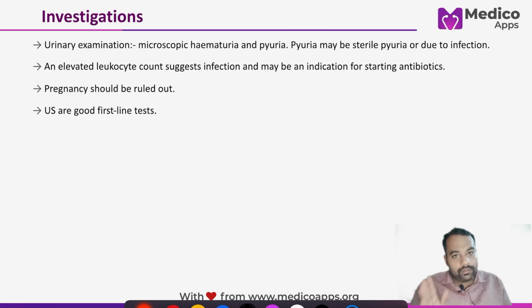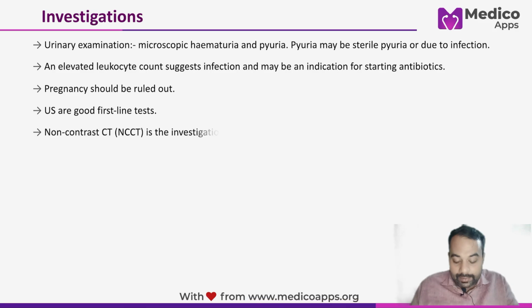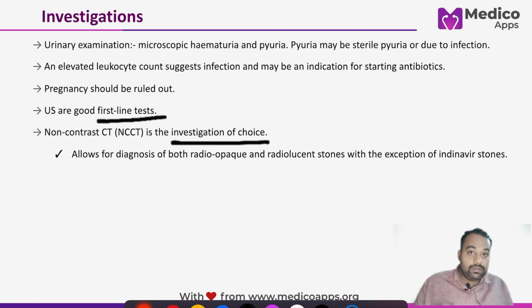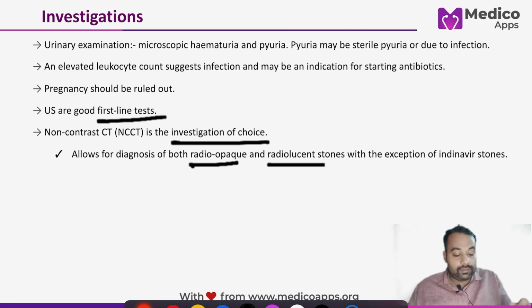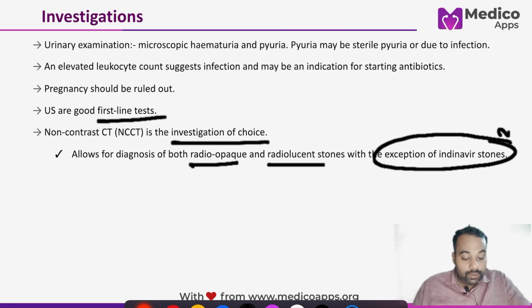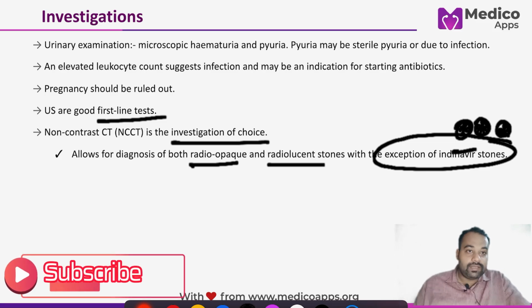Now your ultrasound is basically going to be your first line of investigation. So it's a pretty good first line test. It will eventually rule out lots of the other differential diagnoses. Your non-contrast CT is the investigation of choice. Why? Because it will allow you to diagnose both radiopaque and radiolucent stones, except indinavir stones. Okay, so this could be your potential MCQ for your examination.